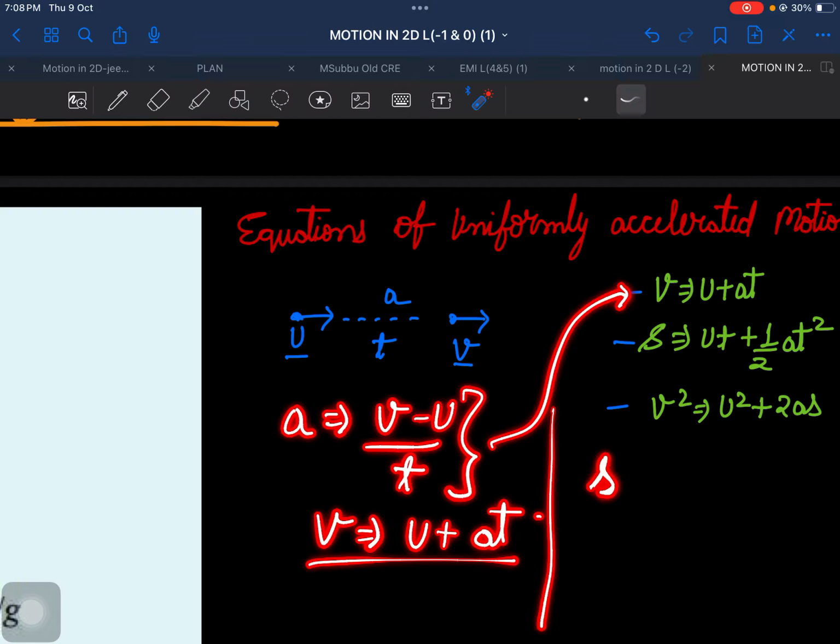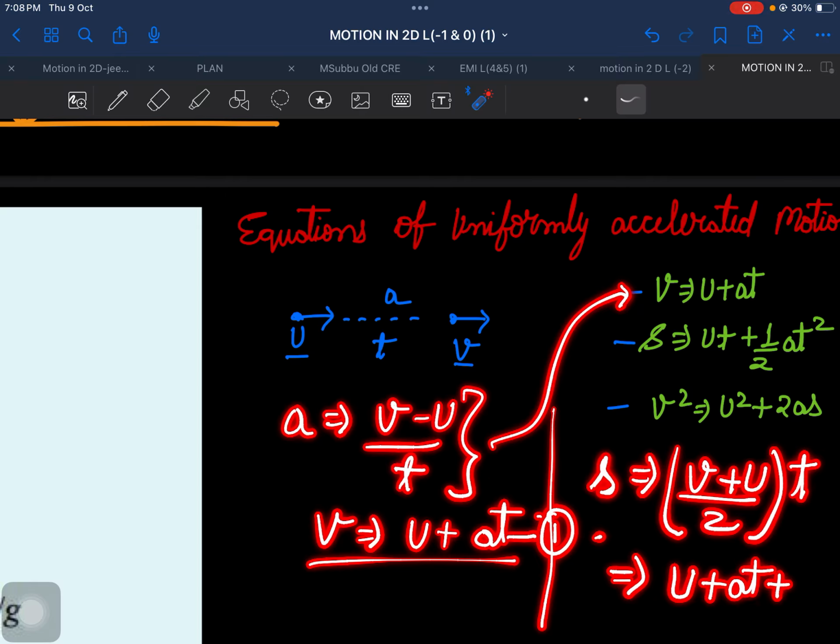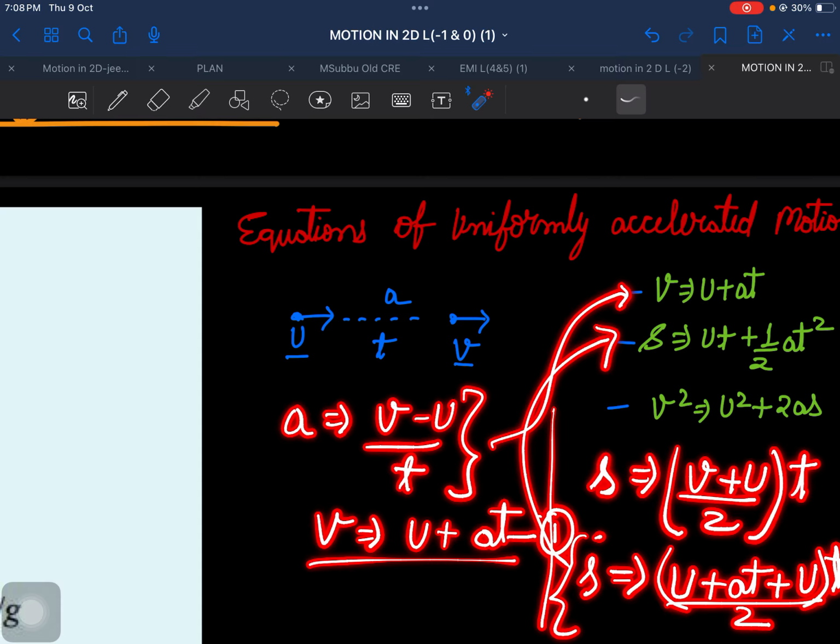Displacement is equal to velocity into time, but the velocity will be the average velocity. So (v plus u) by 2 is the average velocity, into time. We'll put the value from the first equation here, and we will get (u plus at plus u) into t divided by 2. When you solve this, you will have s, and you will reach the second equation, right?